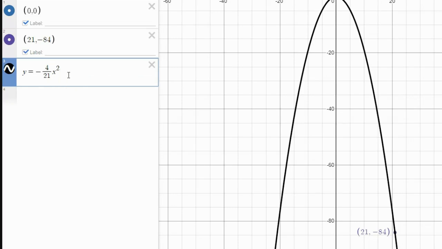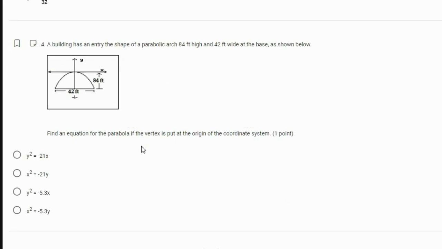Negative 4/21 x squared has the vertex of 0, 0, and it does pass through that point. So this is what that parabolic arch would look like.